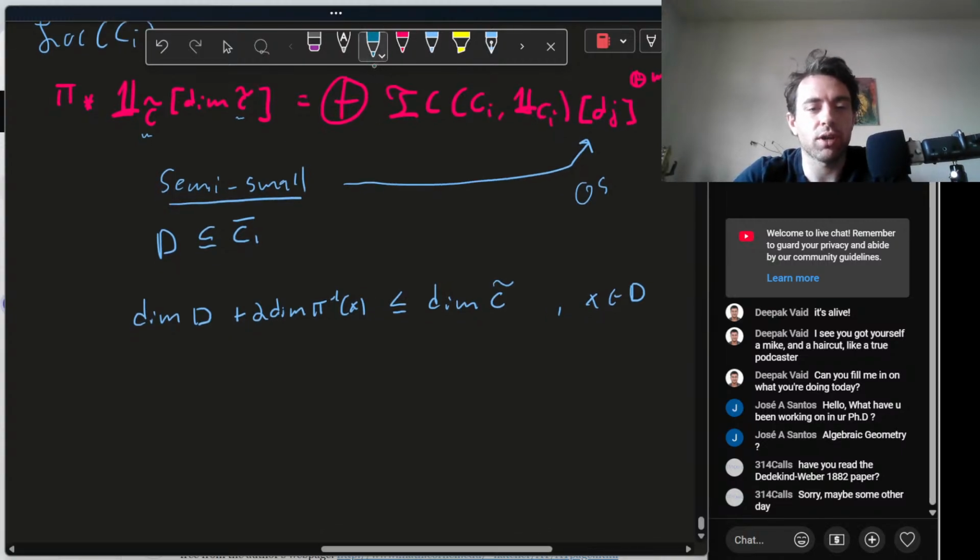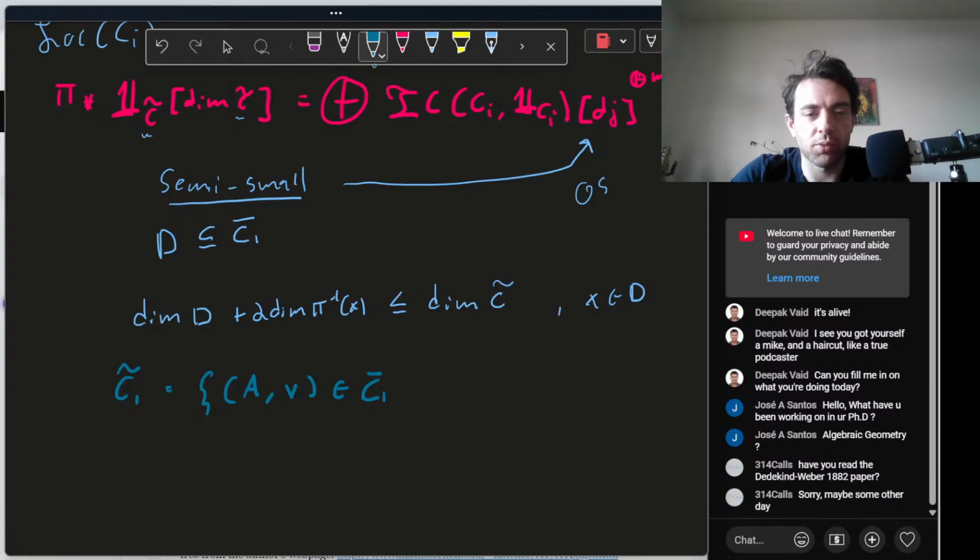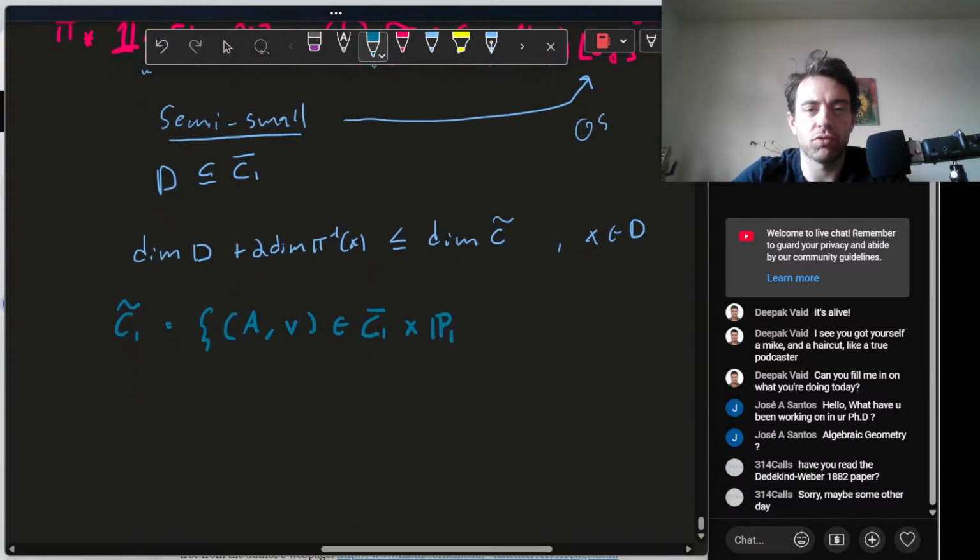So what is the cover that we're going to take? C tilde of 1 is going to be the space of all matrices A together with all vectors V, where A will be in C1 closure, so matrices of rank at most 1, and V will be in P1, complex projective space, or maybe the 1 should go up here, subject to the condition that A times V is the 0 vector.